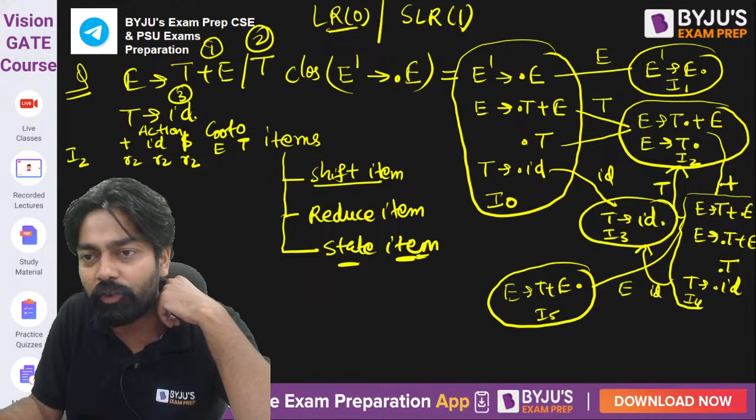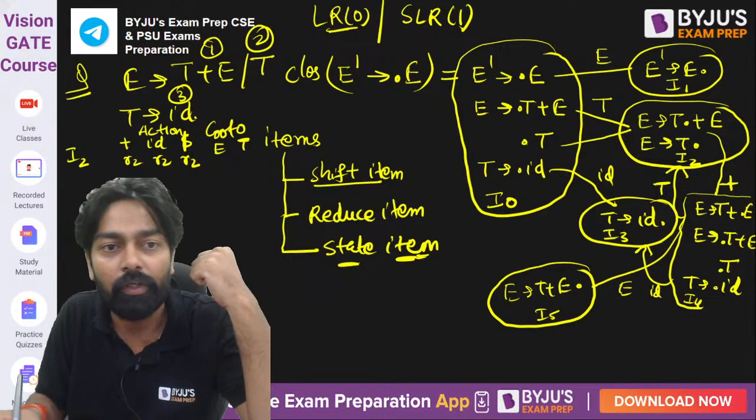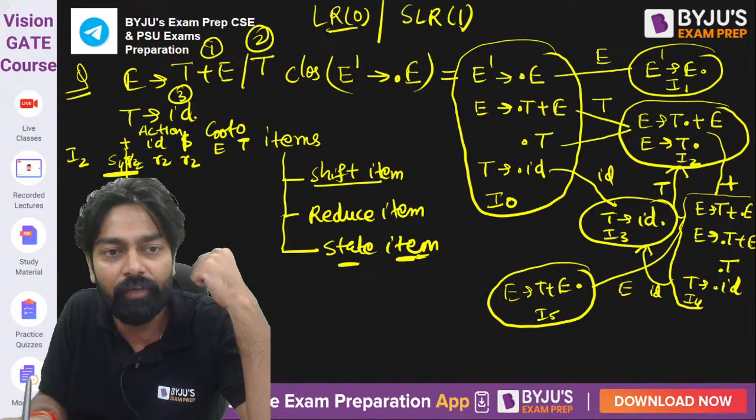And on plus also we are shifting. Shifting to S4. So I will write here S4, R2. So see clearly, we have a shift reduce conflict. S4, R2. See here, we have a shift reduce conflict.